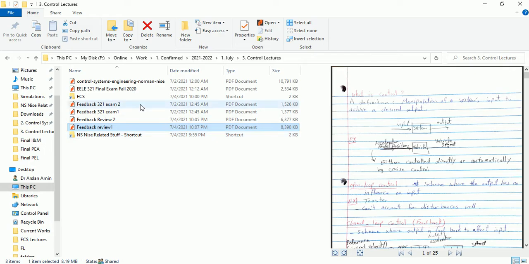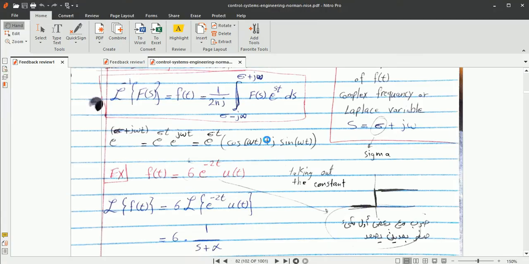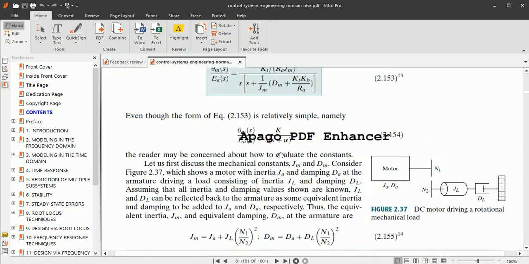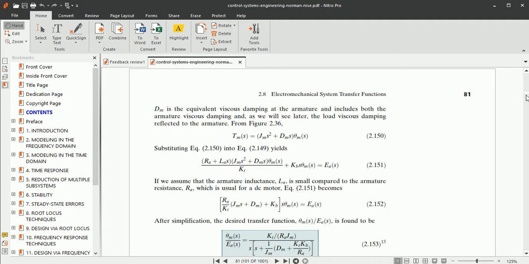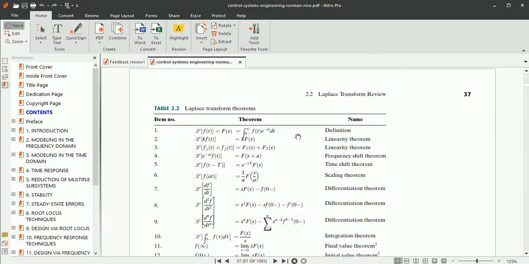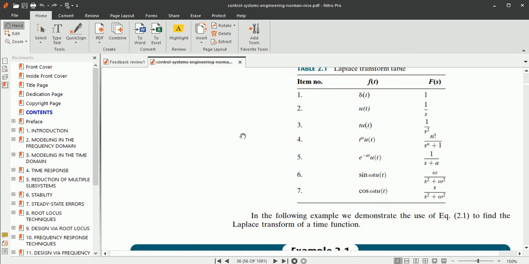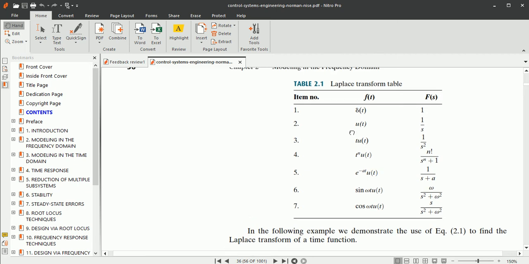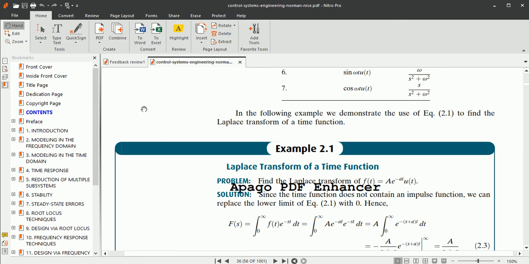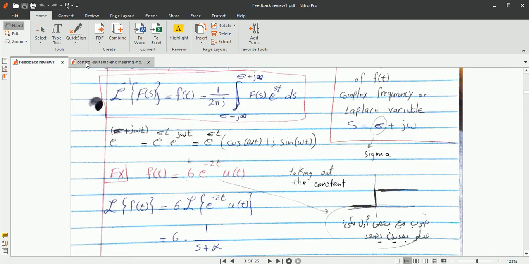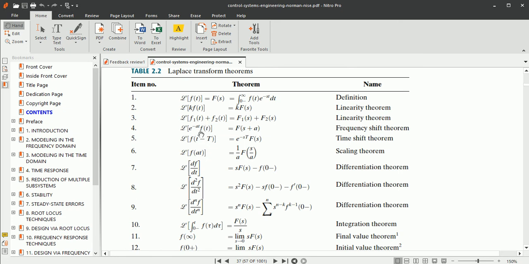If I open the book from Norman S. Nise, you can see here some of these inputs. These are the theorems, and this is the basic table from the book. This is the Laplace transform theorem table, and what we were discussing, yes, this property is very much important.